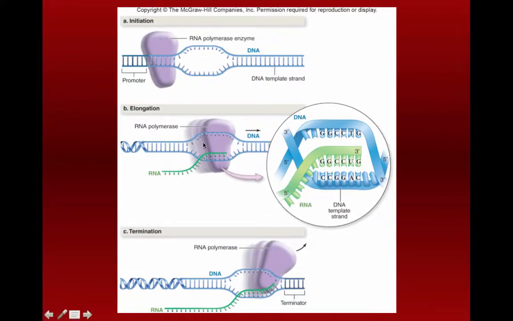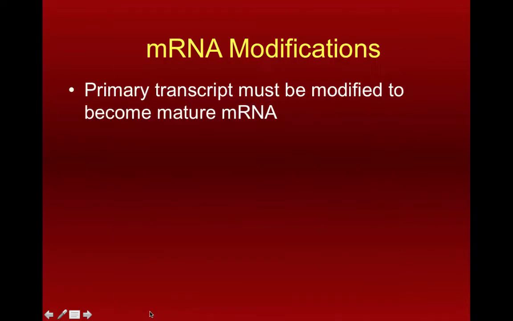Okay, so our three steps: initiation, RNA polymerase reads the DNA template strand and creates RNA. We have elongation, which is where the RNA is actually being created, and termination, where RNA polymerase comes off, DNA is released, and the newly completed RNA strand is released as well to take care of its job.